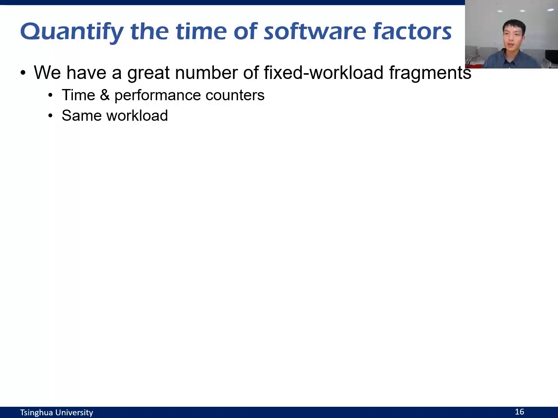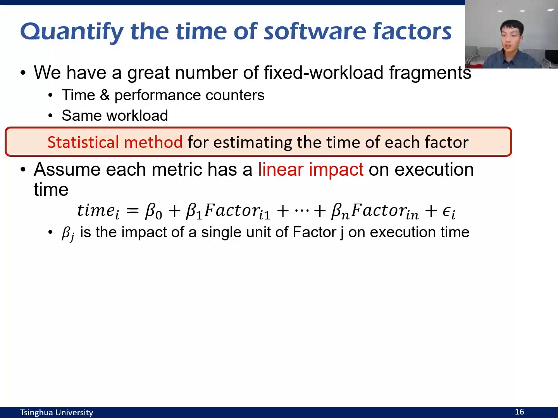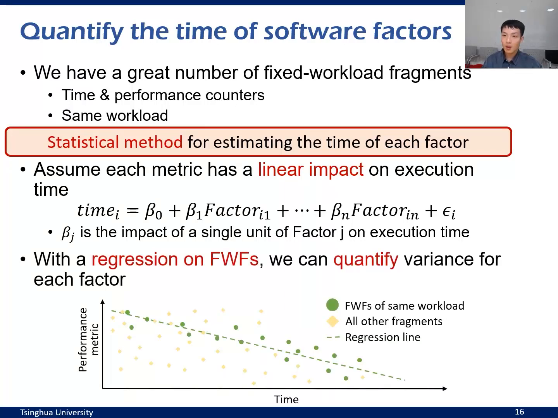At present, we have a great number of fixed workload fragments. We have their execution time, their performance counters, and the fragments have the same workload. Based on this data, we can use a statistical method to estimate the time of each factor. If we assume each metric has a linear impact on execution time, we have the following regression expression. In this expression, beta j is the impact of a single unit of factor j on execution time. By performing a regression on fixed workload fragments, we can estimate all betas in this expression. Thus, we can quantify variance for each factor.